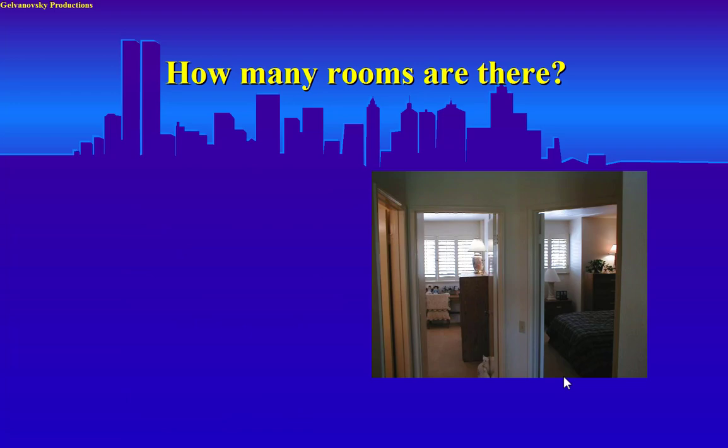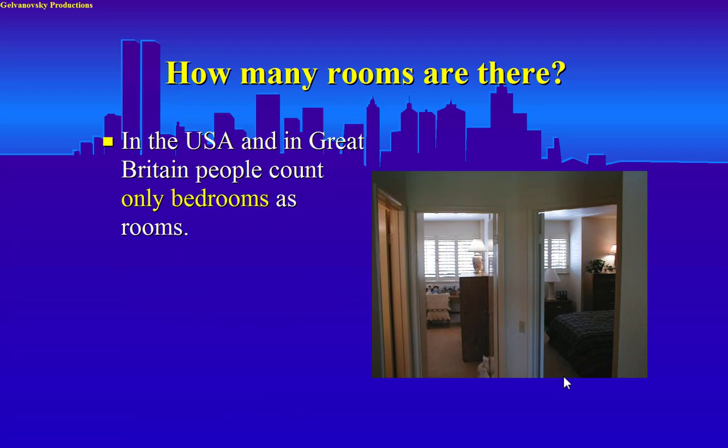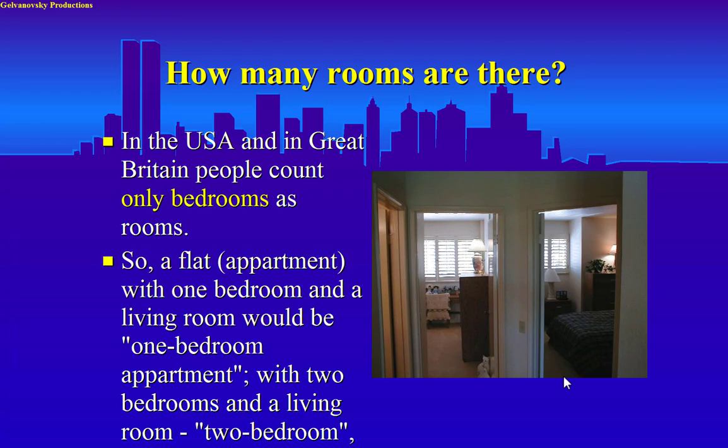Now, how many rooms are there in a typical flat or house? In the USA and in Great Britain, people count only bedrooms as rooms. So a flat or apartment with one bedroom and a living room would be a one bedroom apartment. With two bedrooms and a living room, it will be a two bedroom apartment, and so on.